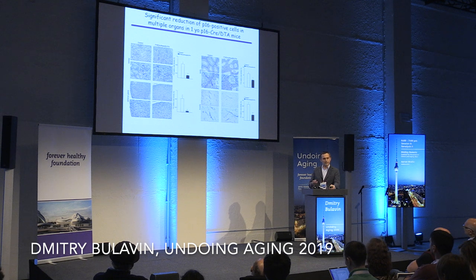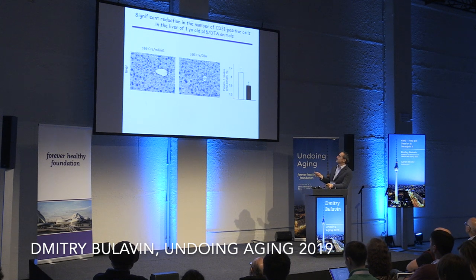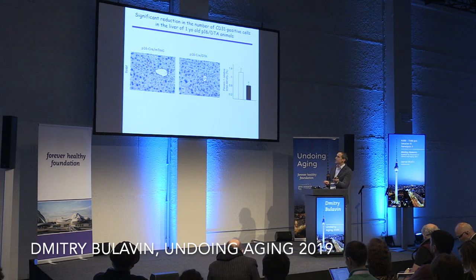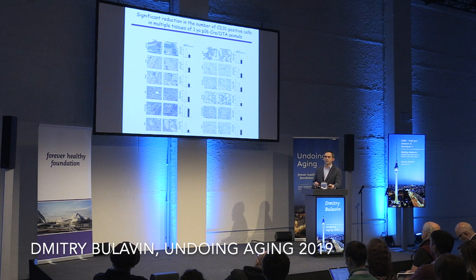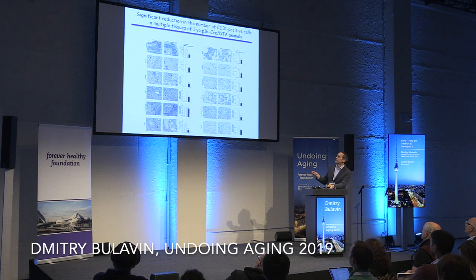positive cells, that would be indicative that the replacement happened very successfully, or we see less CD31 positive cells. And what we see is, in fact, a massive reduction in CD31 positive cells in these mice. We see this in the liver. But in fact, if we look at all of the tissues in the mouse, and this is a 1 year old mouse, you see that the trend is in all of these tissues. We see a reduction in CD31 positive cells in some of the tissues reaching very, very significant values.